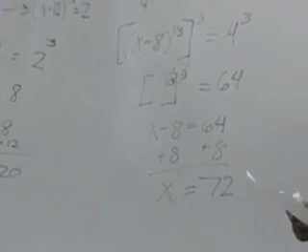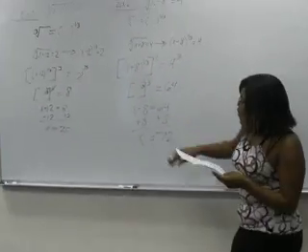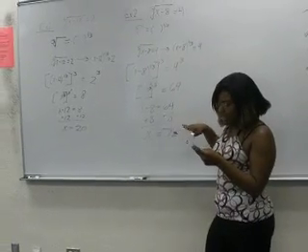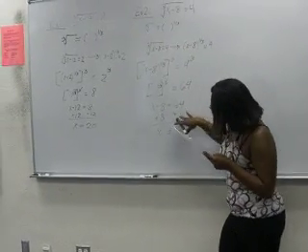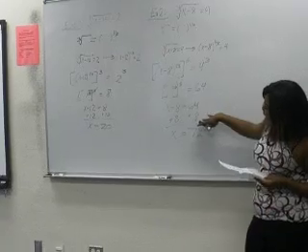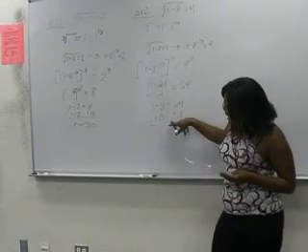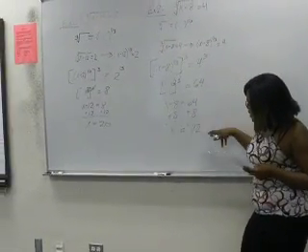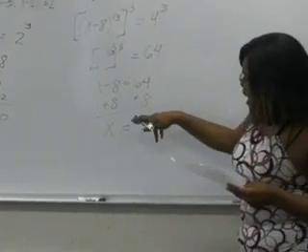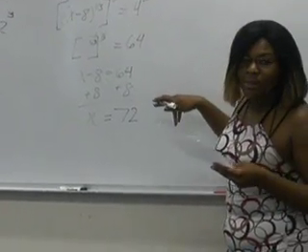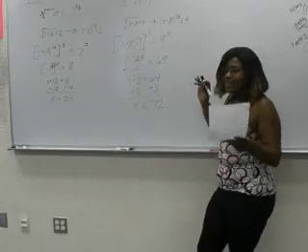Alright. I think I got it though. We're solving for x, isolating it, to get x by itself. And now you've got your solution, x equals 72. And if you remember this, it'll help you.